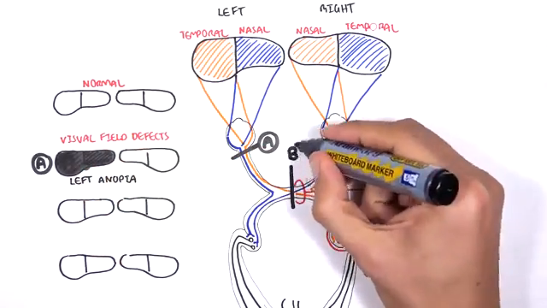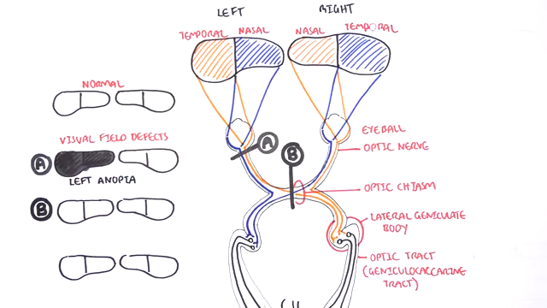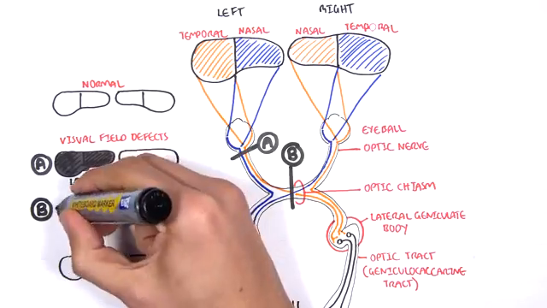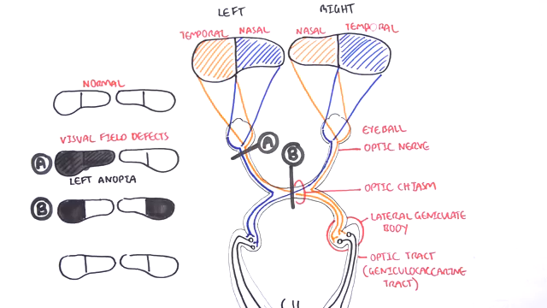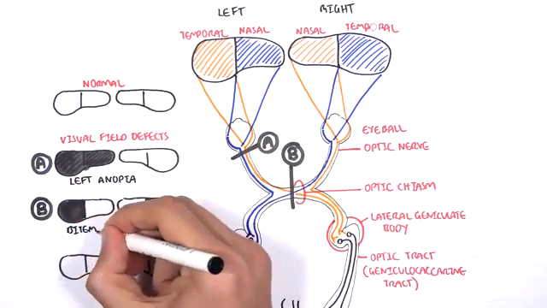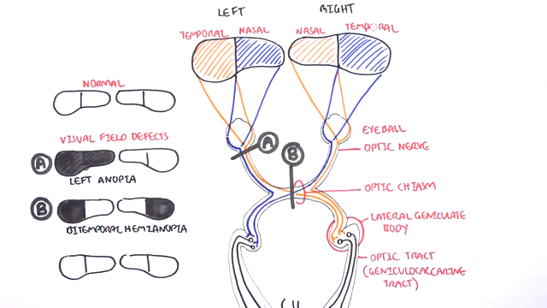If a lesion occurs along the optic chiasm, here in B, and this can be due to a pituitary tumor, well, the nerves that cross over that normally capture images on the temporal visual fields cannot send this information. And so we get blindness in the temporal visual fields from both right and left. And this is called bitemporal hemianopia.